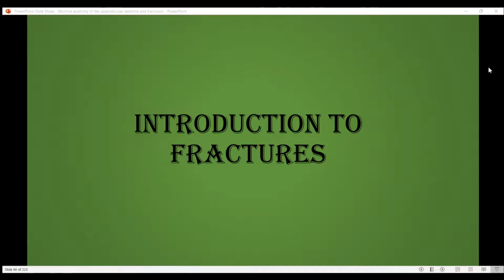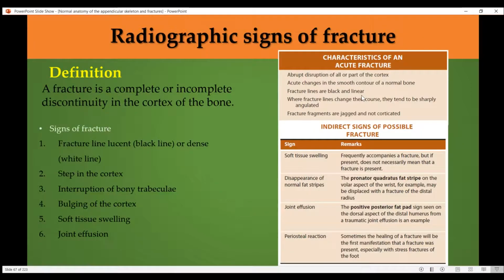Okay, so we've been talking about the external environment, the open type of fractures and the closed type of fractures. But for the last class revision, I'll just give you a brief overview of the fractures once. Let's say a fracture is a complete or incomplete discontinuity in the cortex of the bone.